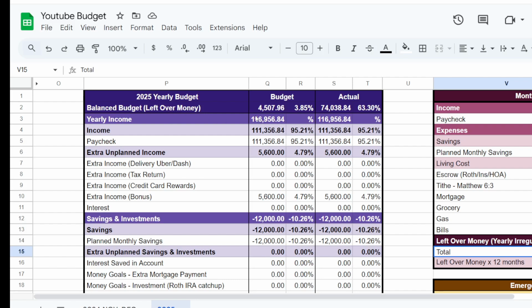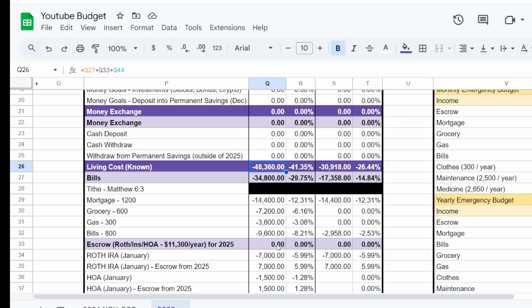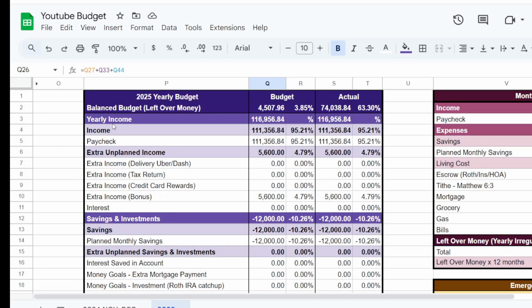On the second line, this is me balancing the budget, where I take my yearly income and subtract all of my expenses, which are in the dark purples. In the first block here, I'm anticipating getting $116,956.84 in income. That's just a rough number. I'm anticipating a pay raise in February, and that's what I'm basing my income off of.